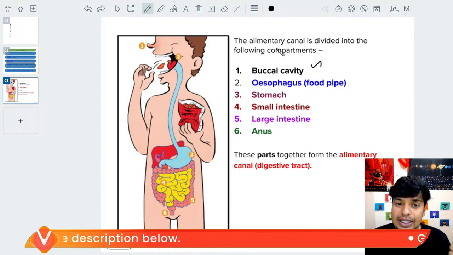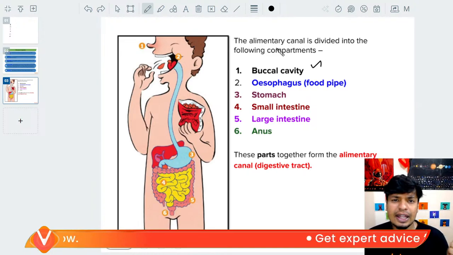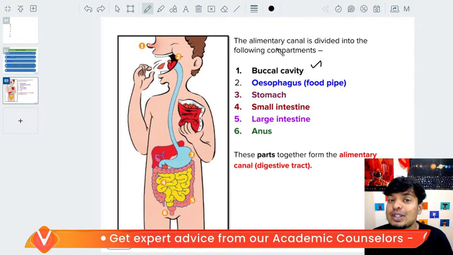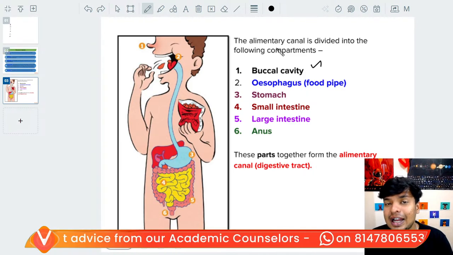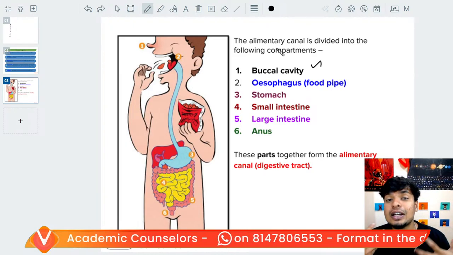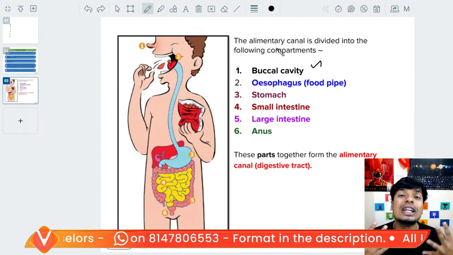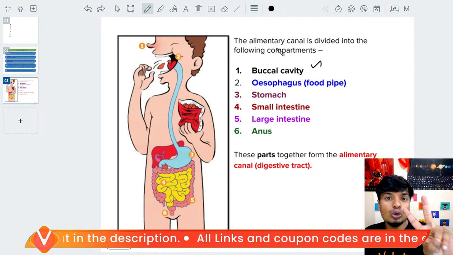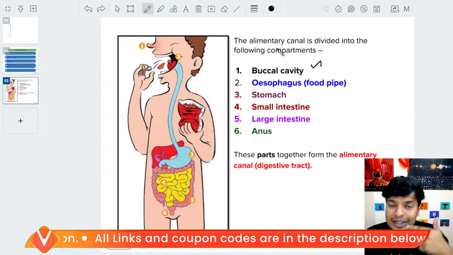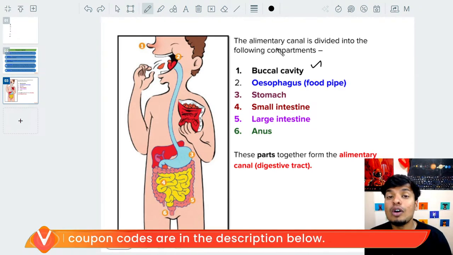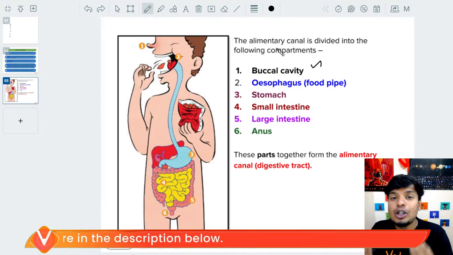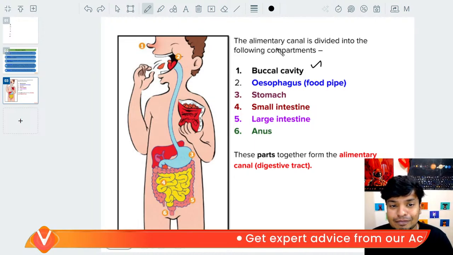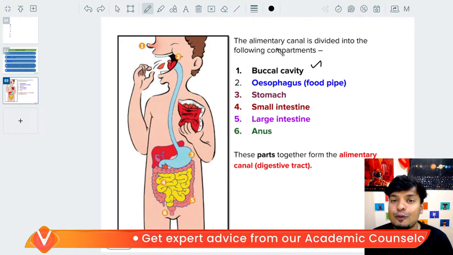Okay, along with this, when we are chewing it, there is an enzyme also that's coming into our mouth. What is it? Saliva. Saliva is secreted by the salivary gland, and saliva starts to break down the carbohydrates in the mouth itself. So in the buccal cavity, we have two types of digestion taking place: mechanical digestion, chewing, and also enzymatic digestion because of the saliva.